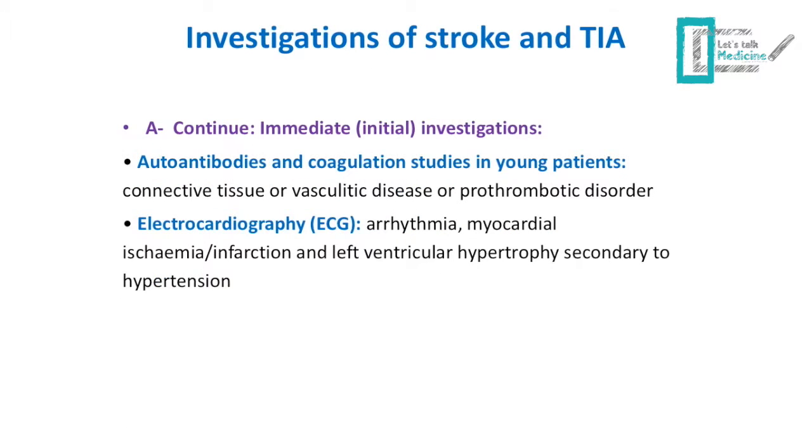You also check for autoantibodies and you do coagulation studies in young patients. Why do you check for autoantibodies? There are certain conditions, let's take two examples, like SLE and rheumatoid arthritis. Those patients have autoantibodies, and those autoantibodies will activate the clotting cascade, and eventually the patient will have a clot. Not only that, those inflammatory conditions also accelerate the process of atherosclerosis.